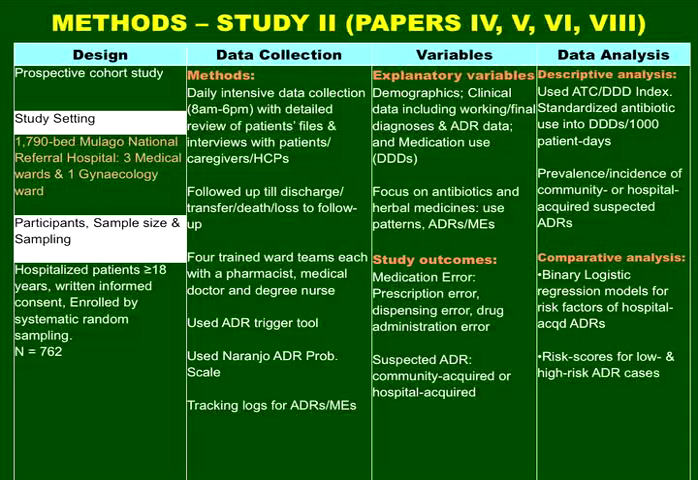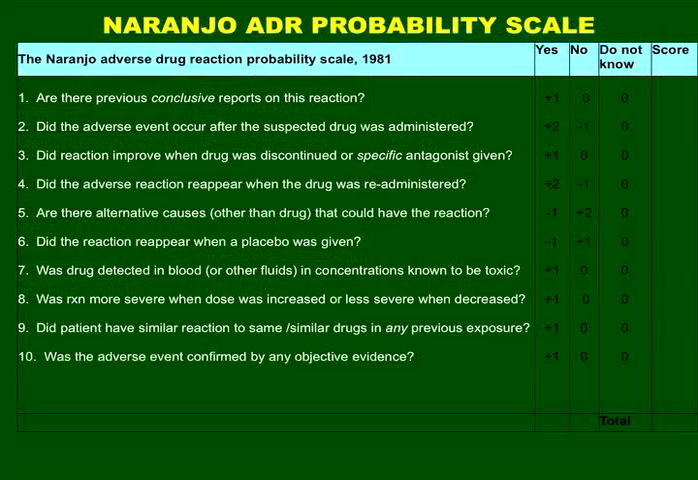We piloted the ADR form and realized that it was bulky, about 4 pages, and we were collecting a lot of data. And so we designed a tracking log which could capture up to 4 ADRs. And so we were able to reduce the paper load. We used the Naranjo scale to measure an ADR and a trigger tool for ADRs to improve our ability to detect adverse drug reactions.